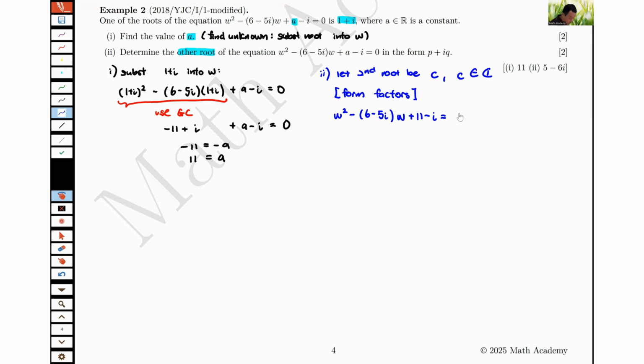I would like to form factors on the right side. Factors means you take the variable, you subtract the root. My root is 1 plus I. My variable is W. So W minus 1 plus I gives me one factor. Second one, same. W minus C.